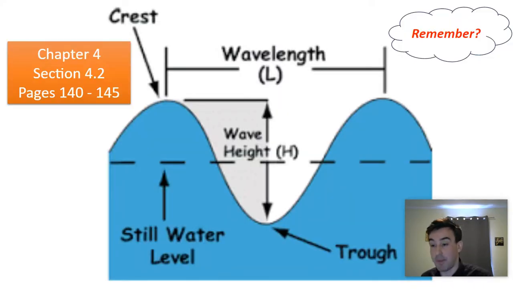Our second topic, we talked about the parts of a wave. So here, this is a bit of a review in that we talked about some parts of the wave when we talked about ocean currents and ocean waves. So again, this is section 4.2 in your textbook. Note the orange box in the upper left-hand corner.